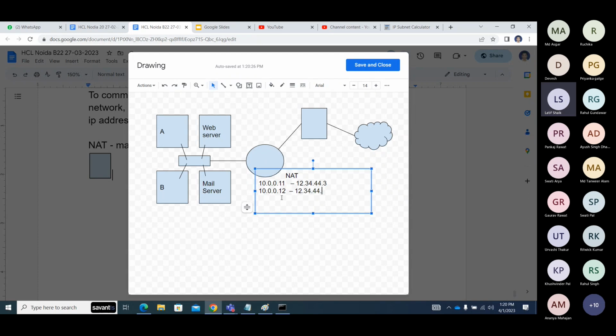So I purchase some number of IP addresses and map them to each and every one. For example, PC A has one private IP, PC B has one private IP. When they want to communicate to the outside of the network, or when someone should communicate from outside to inside of the network.